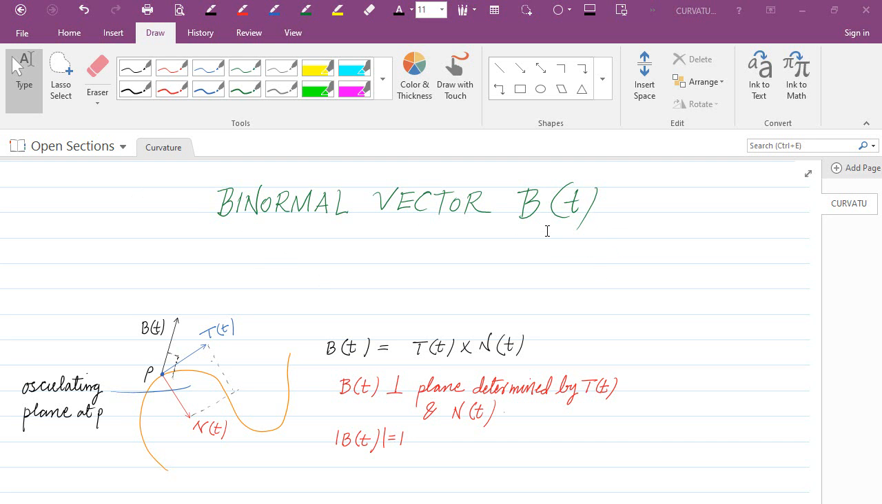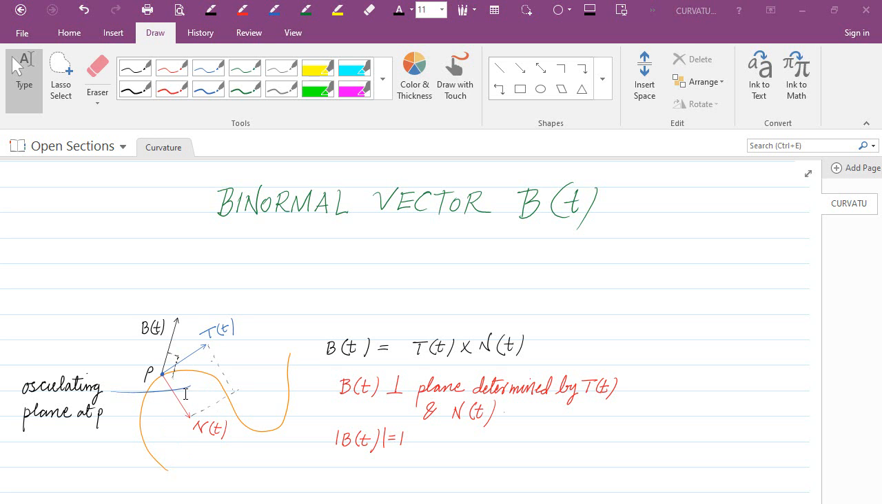Binormal vector B of t. What's that? Well, the binormal vector B of t is the cross product of the unit tangent vector capital T and the unit normal vector capital N. So then B of t is perpendicular to both T and N, and so B of t is perpendicular to the plane spanned by T of t and N of t. Since T and N both are unit vectors, B will also be a unit vector.